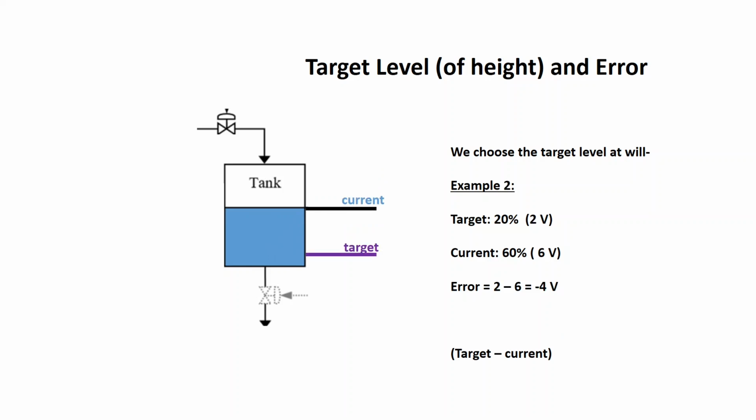In this other situation, we can imagine that we are in the same starting point, but actually what we want is to have the water tank level at 20%, but we have it at 60%. So in this situation, the error will be 2 minus 6 equals minus 4 volts.